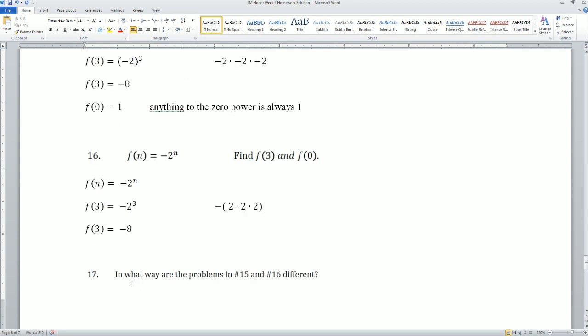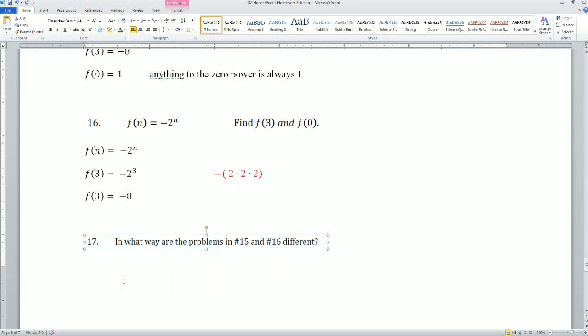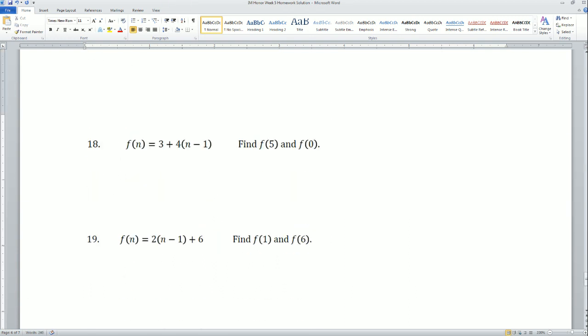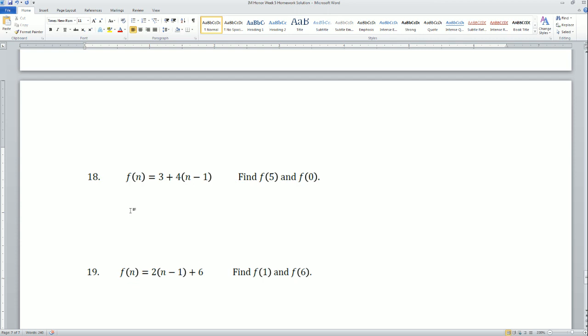Next, in what way are problems 15 and 16 different? This is how they're different. You're multiplying by negative 2 each time. Here, you're multiplying 2 each time. The negative's separate. Alright, that is how it's different. Let's do 18.